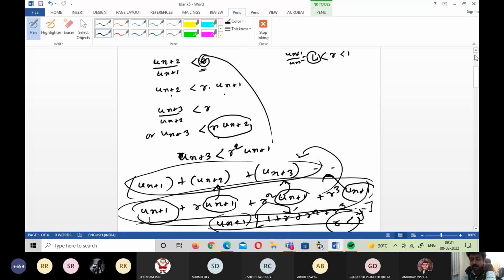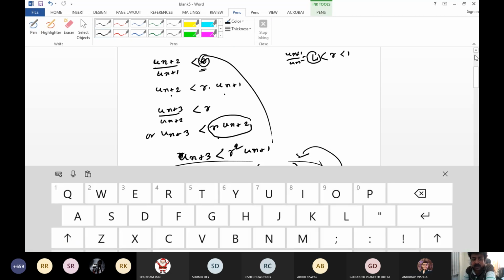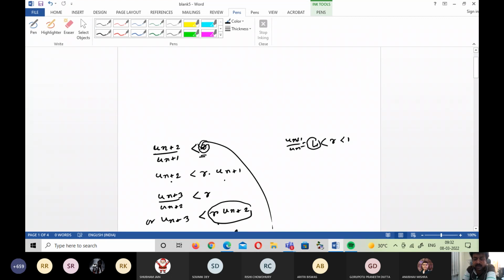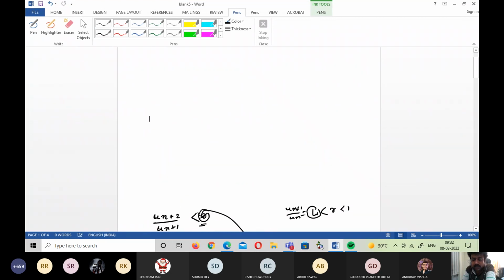Excuse me, sir. Will the value of r be given in the question, or do we have to find it out? That you have to find out. If it is less than 1, then it is convergent. Now suppose some questions that may belong to this particular part. First of all, you just write the question, then I shall proceed for the next.